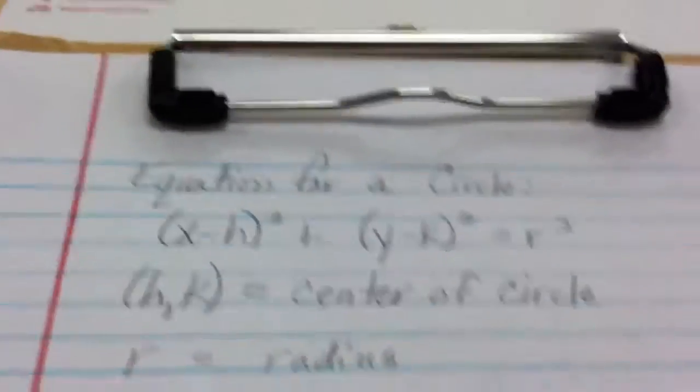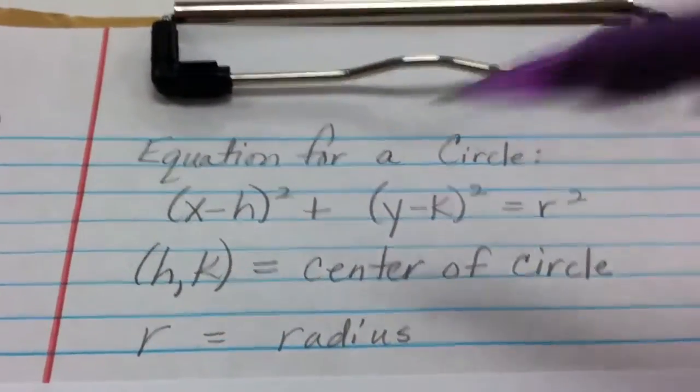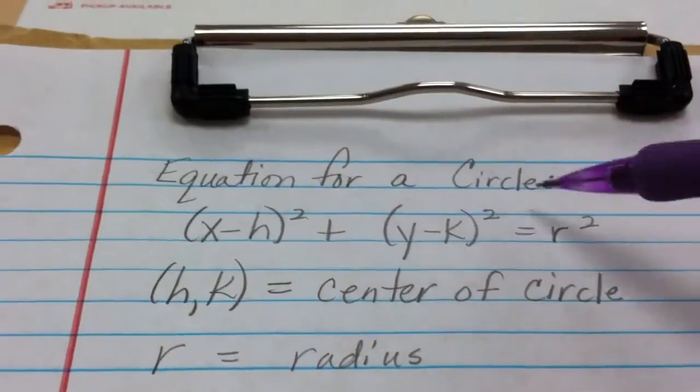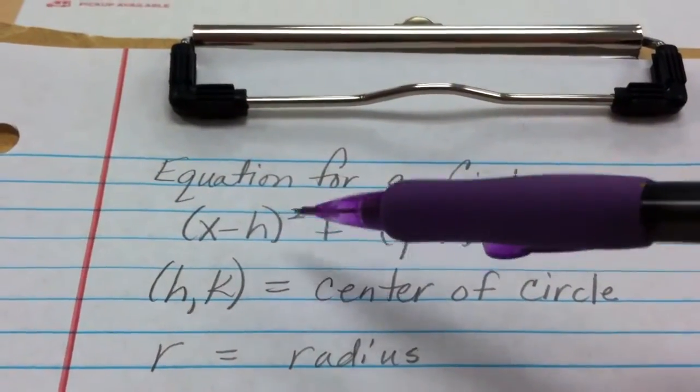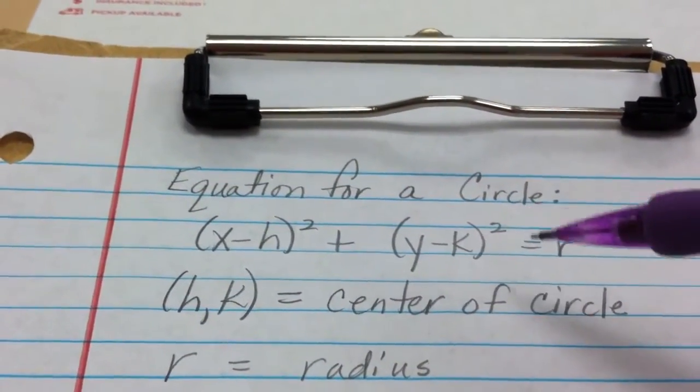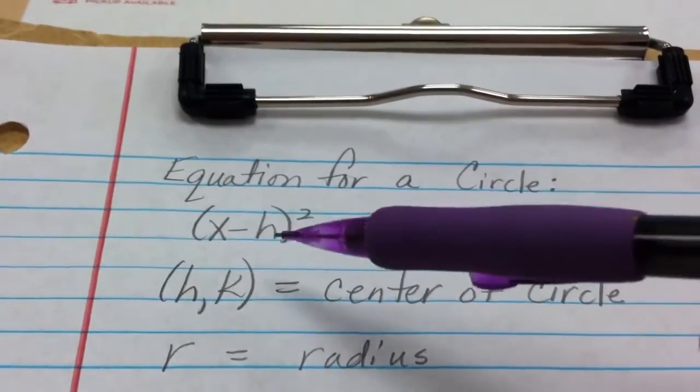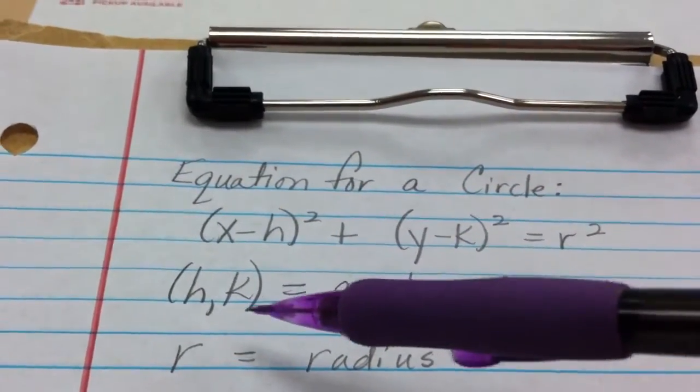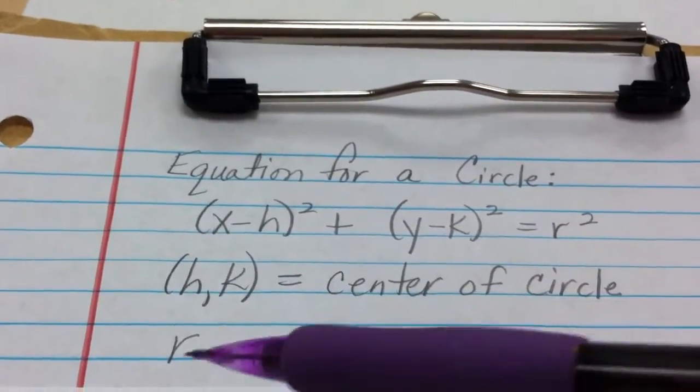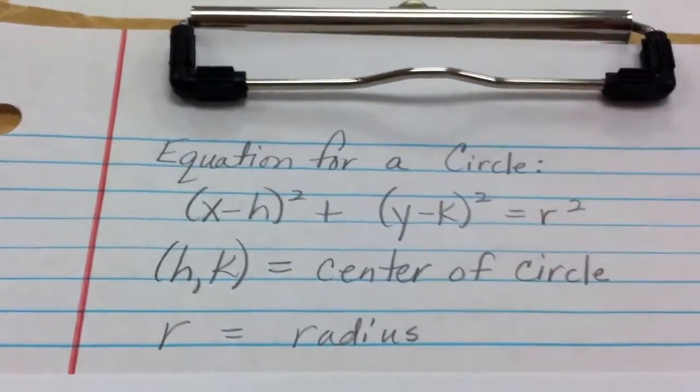Here are the instructions for being able to graph these emojis. First, we're going to start with the equation for a circle. We have (x − h)² + (y − k)² = r². H and k form the center of your circle. R stands for the radius.